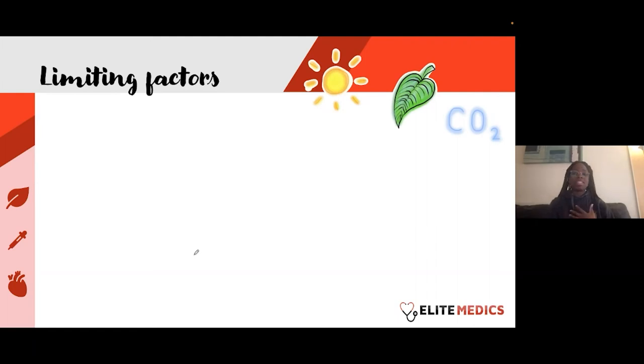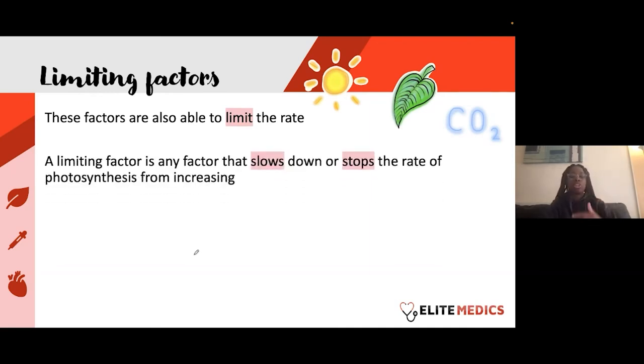A limiting factor essentially is a factor that is able to limit the rate. And when we talk about limiting the rate, it basically can slow down or effectively stop the rate of photosynthesis from increasing. You have different orders of rates, and that's more chemistry, and you don't really need to know that at year seven or year eight at this kind of level.